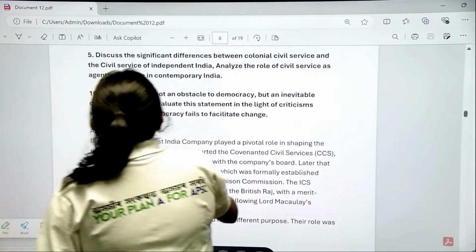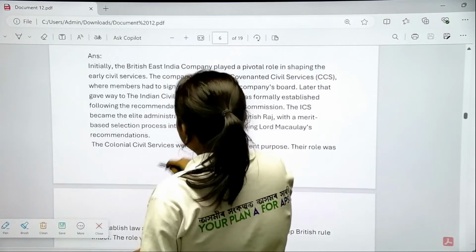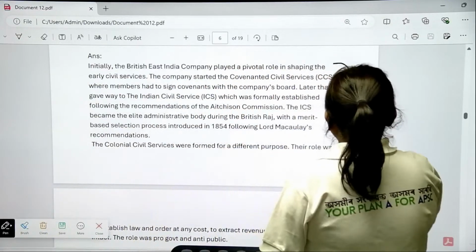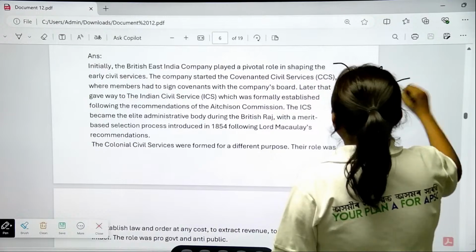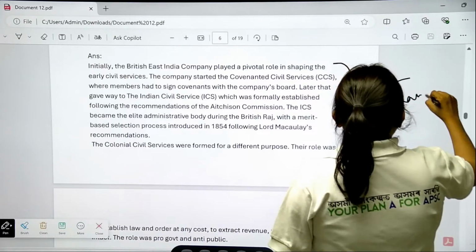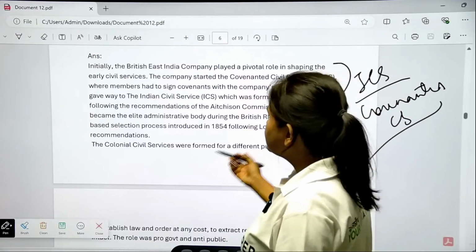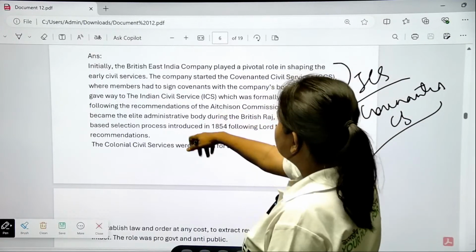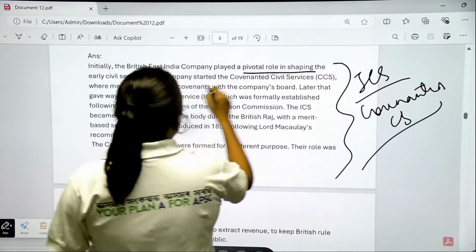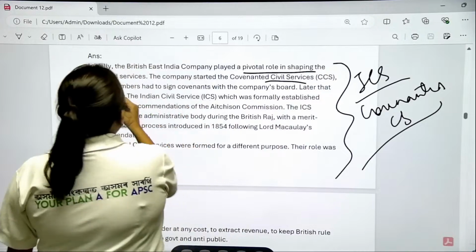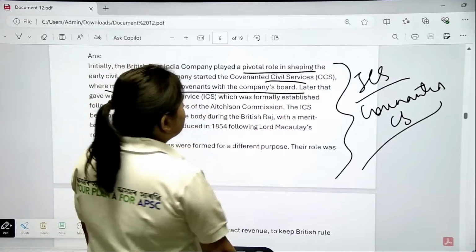In Question number 5, at the beginning we have first written how the East India Company played a role, how our ICS or covenanted civil service started. We have written here that the British East India Company played a pivotal role in shaping early civil service. The Company started the covenanted civil service where members had to sign covenants with the Company's board.